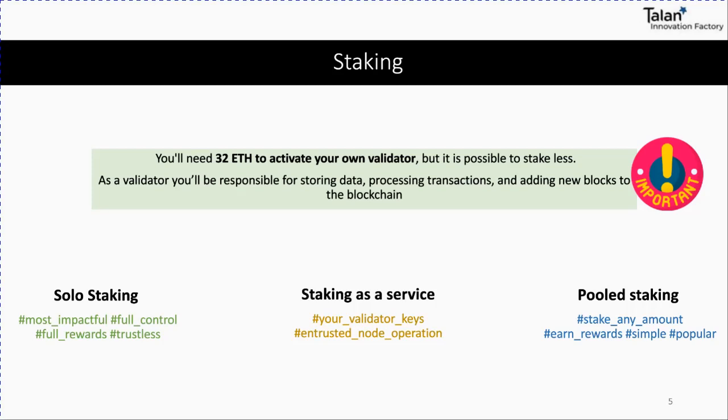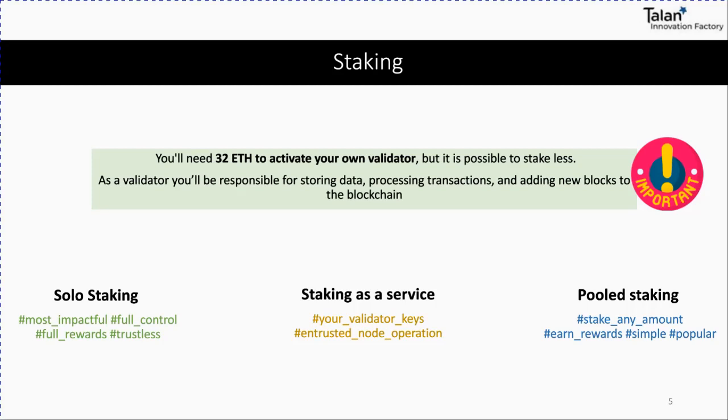It's like being a miner. Here we have full control over the node, and you are going to take the full reward. You don't need to share it with anyone, but it's also possible to stake less, and you will see how we can do that.